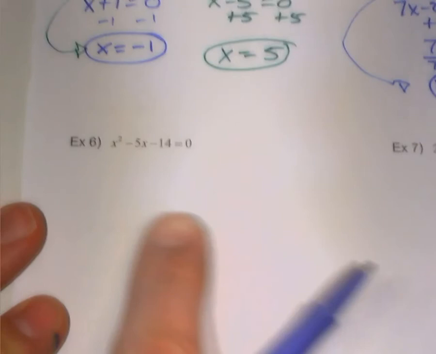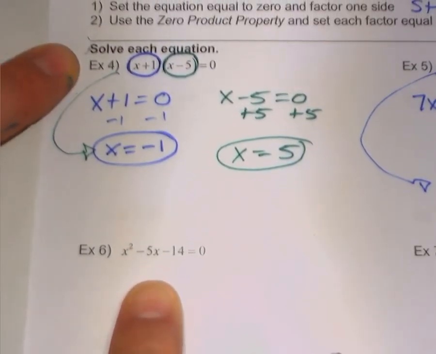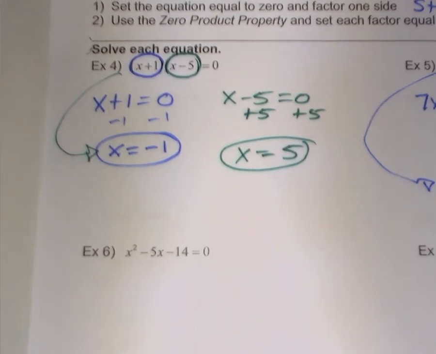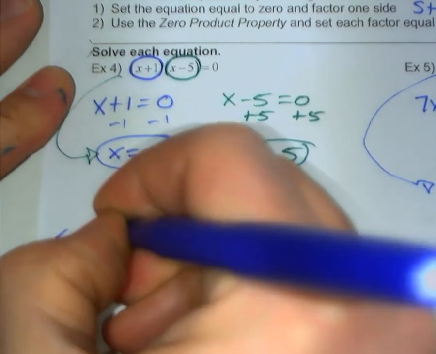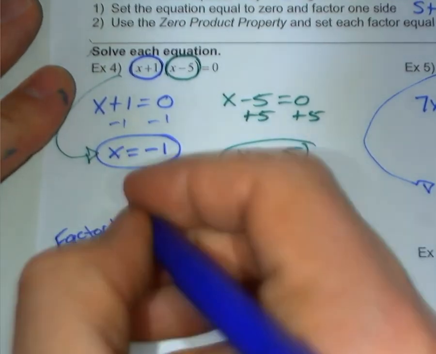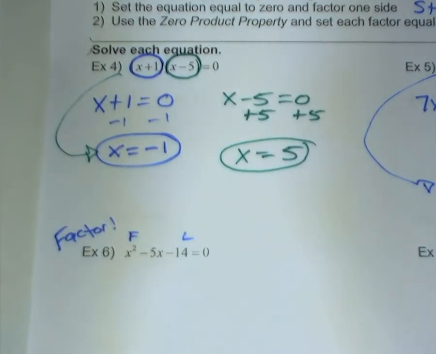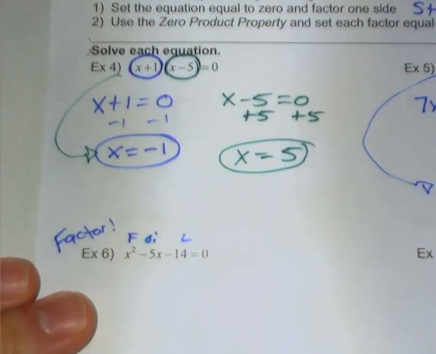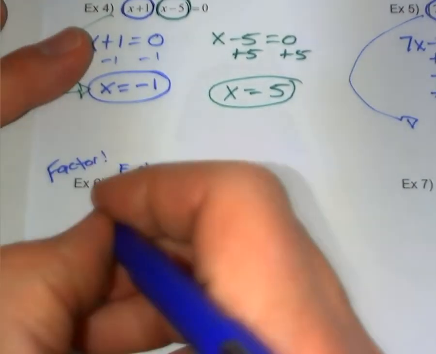Now on number 6, we're trying to make it look like we had on example 4, where we had our two quantities equal to 0. Okay, so we must factor. Again, just like we did, we want factors of F and L, and they have to add up to OI. Okay, so let's go ahead and factor this thing.